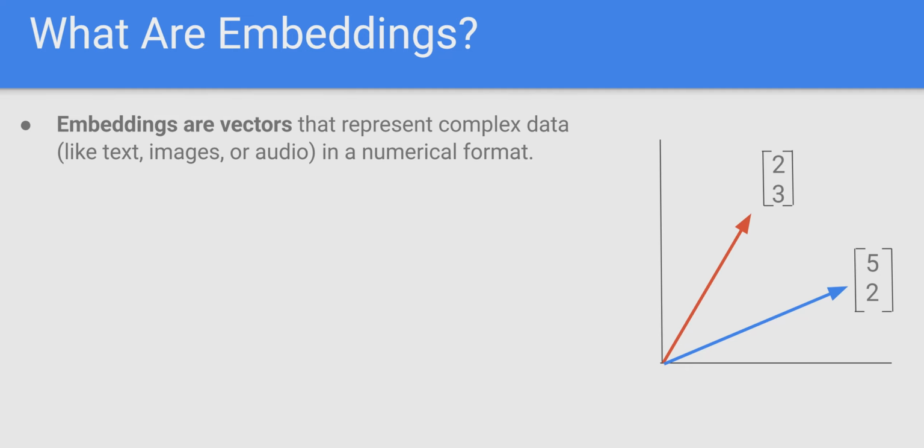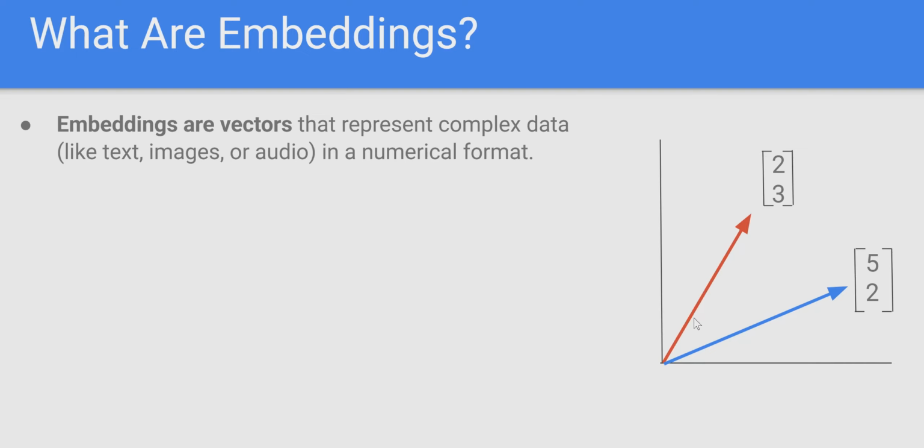And so embeddings, they're vectors that represent complex data like text, images, or audio in a numerical format, because vector databases are used in machine learning applications, and we need to first be able to take this unstructured data like a text or an image and then put it into a numerical format that can then be fed into a machine learning model or used in some sort of application.